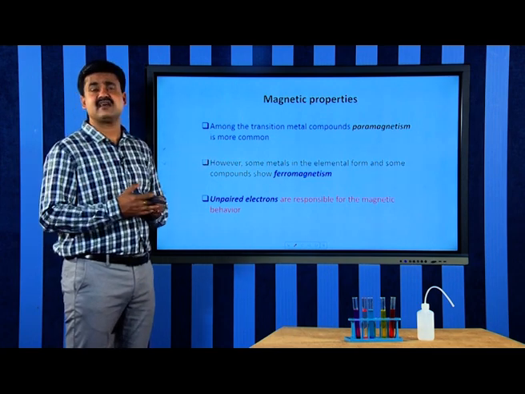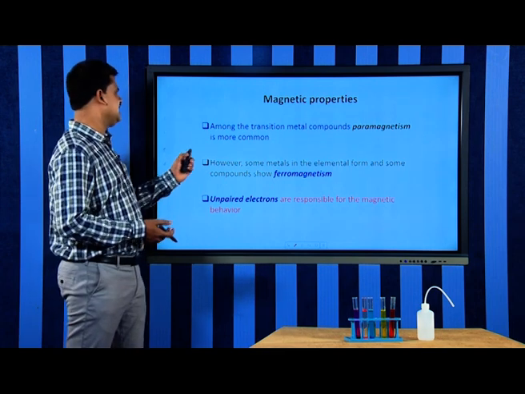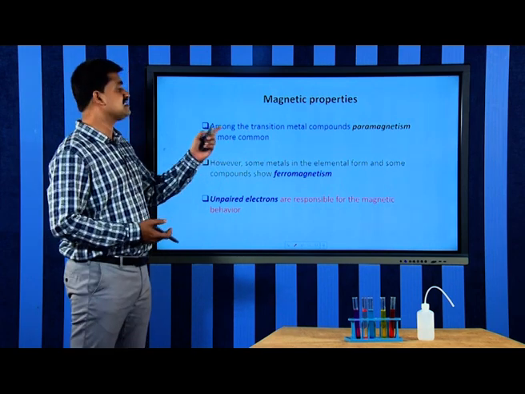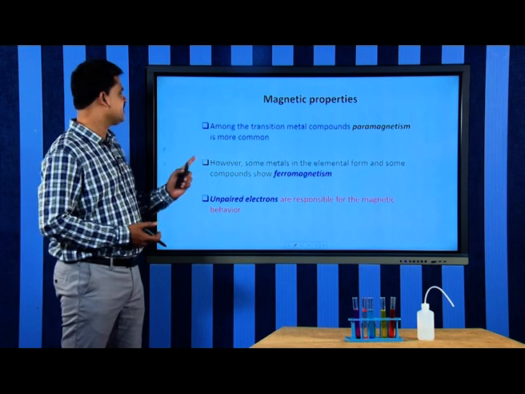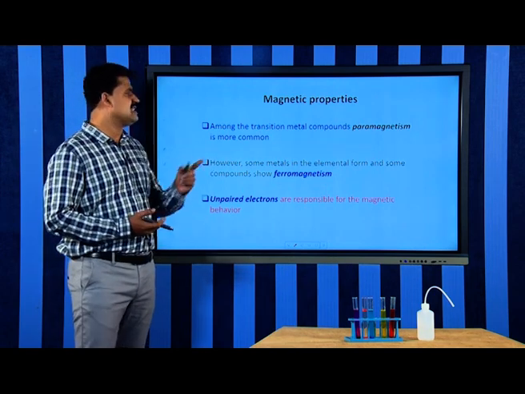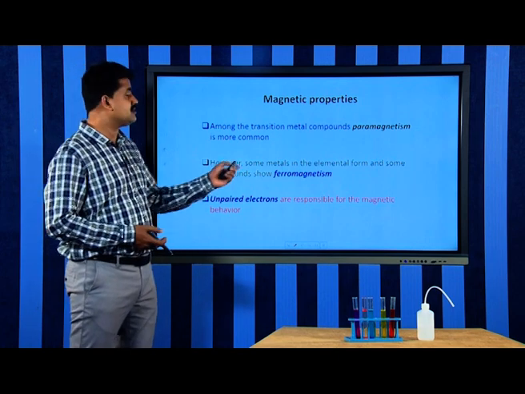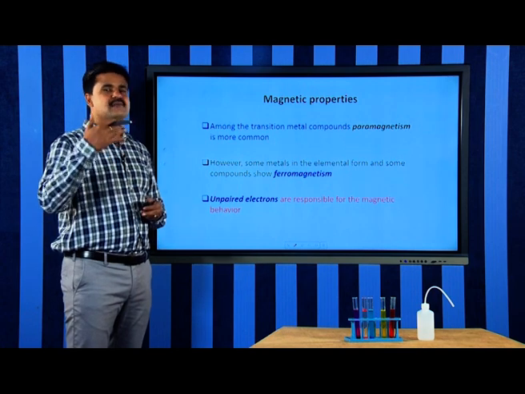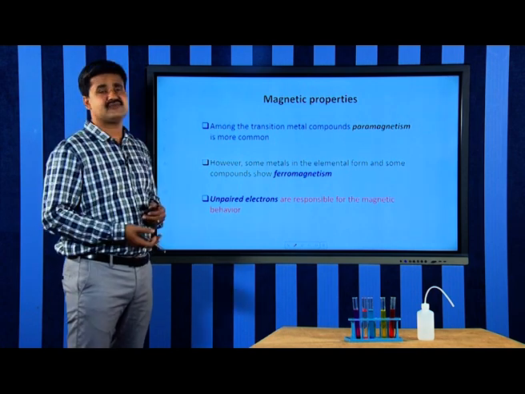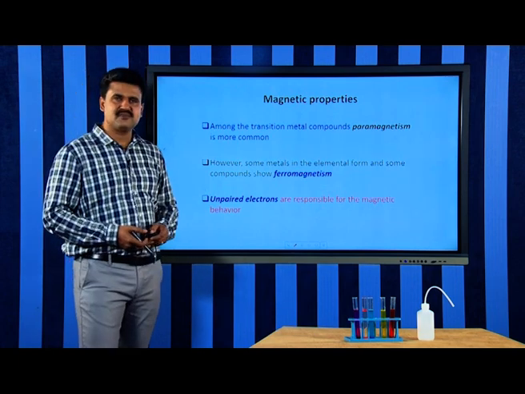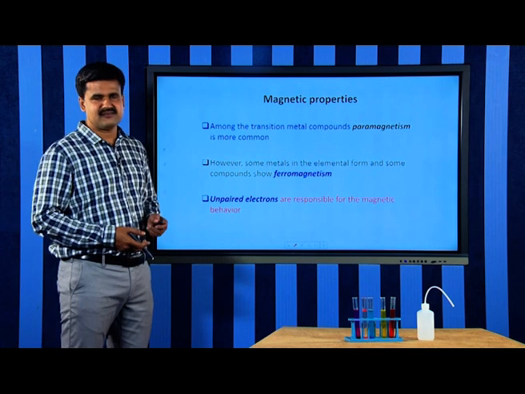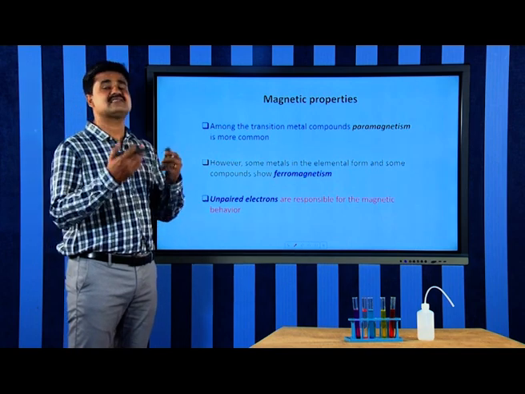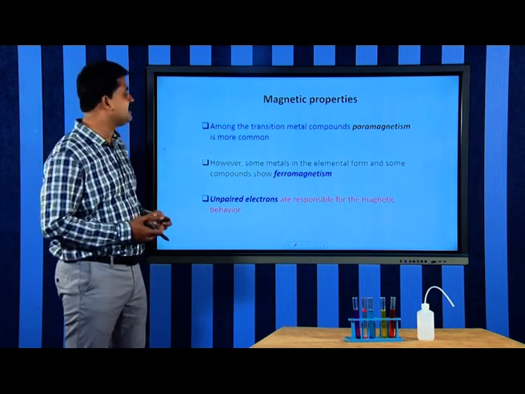So, several types of magnetic responses are familiar to you. Among the transition metal compounds, paramagnetism is more common. Paramagnetism is due to the presence of unpaired electrons. However, some metals in the elemental form and some of their compounds exhibit ferromagnetism also. Paramagnetism is a feeble type of magnetism, whereas ferromagnetism is simply the strong degree of paramagnetism. Unpaired electrons are responsible for the magnetic response or magnetic behavior. If no such unpaired electrons are present, you can call such a species diamagnetic, and such species are repelled by the magnetic field.